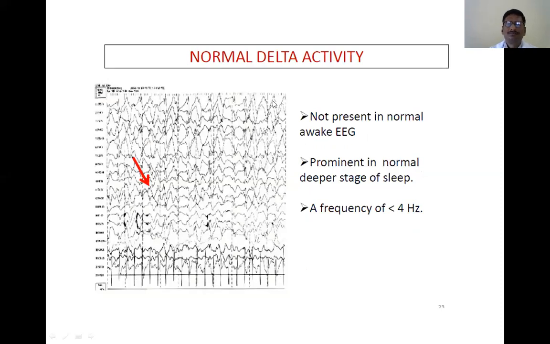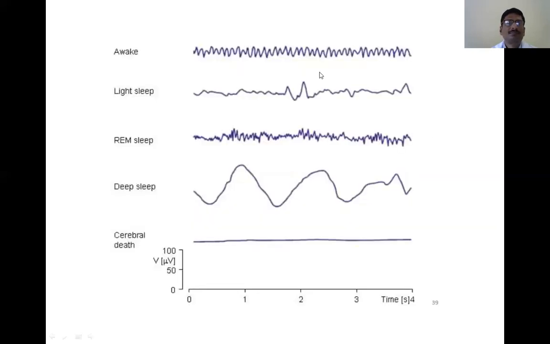And delta frequency is less than 4 hertz, so it is more prominently recorded during the deeper stages of sleep, and it is normally not present in the normal awake EEG. You won't find delta waves in the normal awake EEG. So whenever you are awake, this is how the EEG pattern will be.